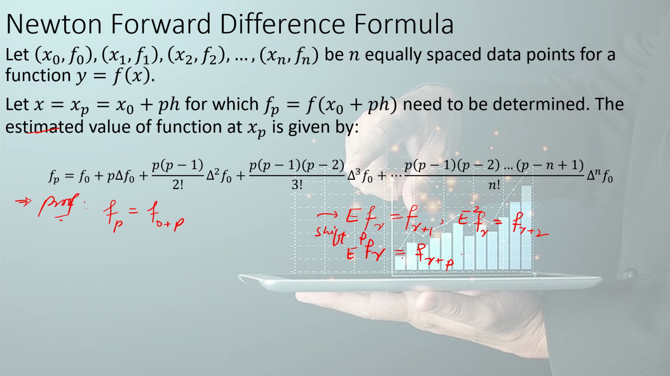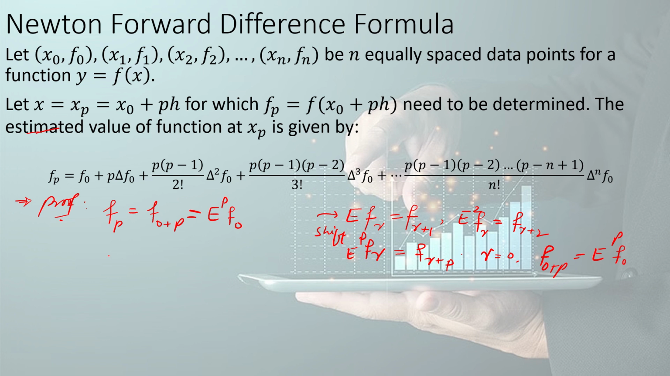So using the same concept here, if we take r equal to 0, what would happen? We have f0 plus p, and that would become E power p and then f naught. So we may write f0 plus p as E power p f naught.